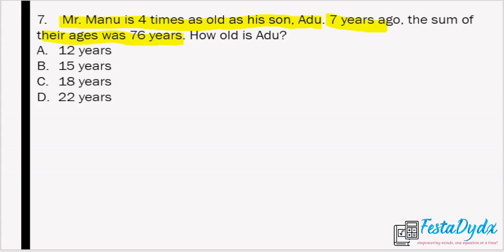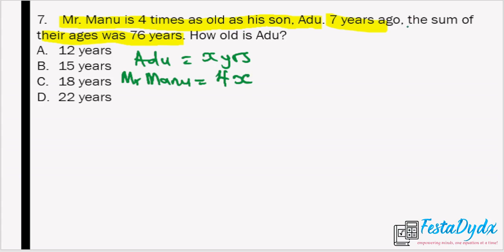So let's say Adu is X years old. If Adu is X years old, Mr. Manu, the father, his age is going to be 4 times X, because it says 4 times as old as his son. So if his son is X, Mr. Manu's age is going to be 4 times X. Now let's move to the next part.